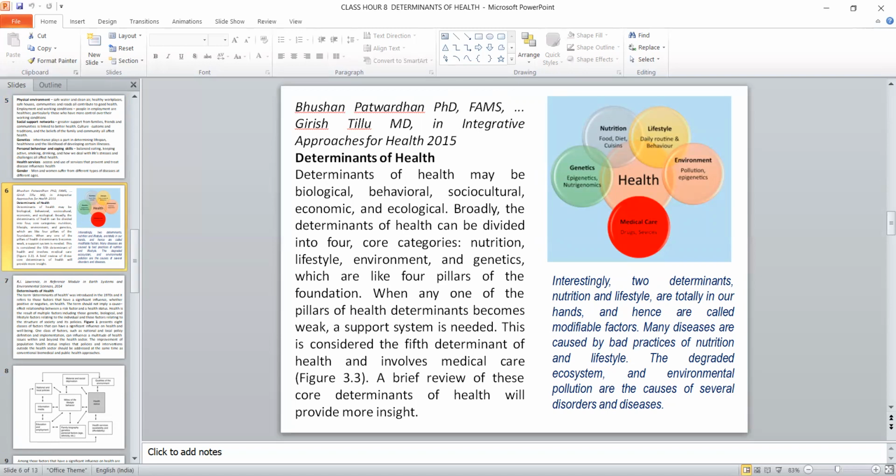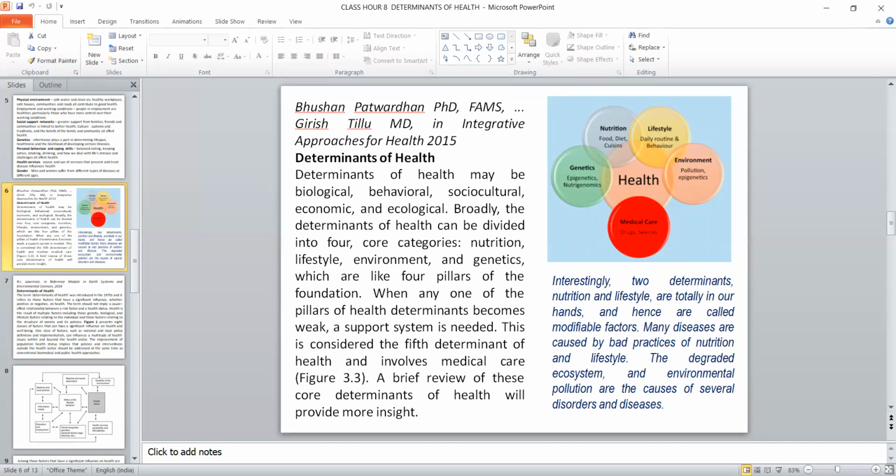Hence it is called a modifiable factor. These two determinants are modifiable. Many diseases are caused by bad practices in nutrition and lifestyle. The degraded ecosystem and environmental pollution cause several disasters, and those things are not in our hands. But your lifestyle and your diet system are in your hands. If it is proper, definitely you can improve your health.